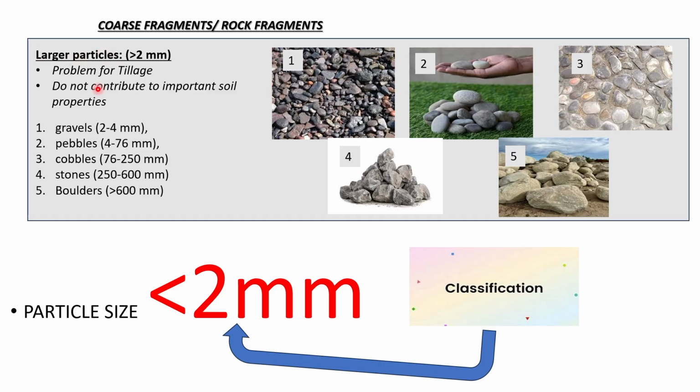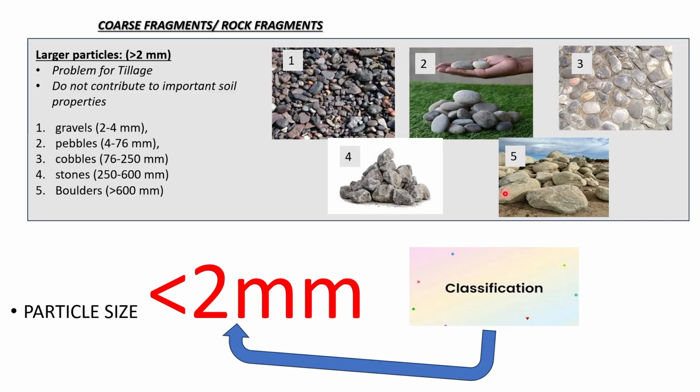According to the size, there are gravels, pebbles, cobbles, stones, boulders. You can see the diameter or size also. According to the size, they are grouped into these ranges. We can see its picture. This is gravel, of 2 to 4 millimeter. This is pebble, 4 to 76 millimeter in size. This is cobble, 76 to 250 millimeter in size. And this is stone, 250 to 600 millimeter. And this is boulder, such a greater size, greater than 600 millimeter.